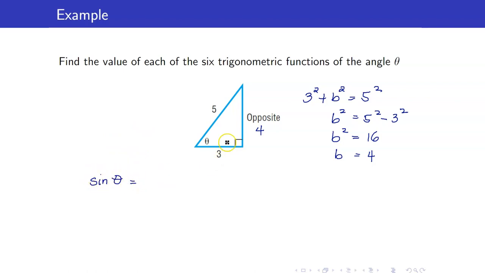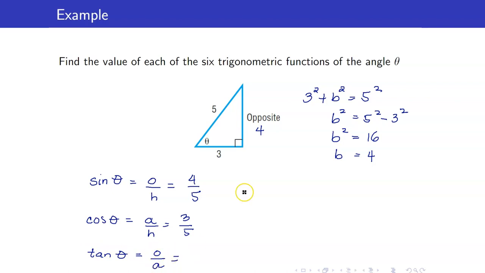The sine of theta is its opposite over hypotenuse. Let me just write so. Opposite over hypotenuse, so that's 4 fifths. Cosine of theta is CAH, so adjacent over hypotenuse, so that's 3 fifths. Tangent of theta, it's TOA, opposite over adjacent. So it's 4 over 3.